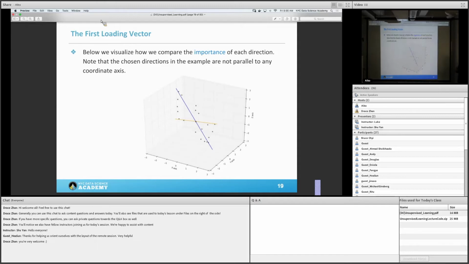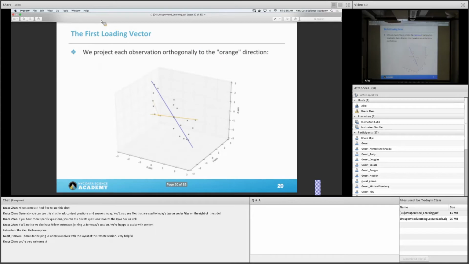So we want to visualize how we compare the importance of each direction. By importance, we mean the more widespread the better. Which direction will make the data set more widespread if you project to that direction? Notice these two directions are not parallel to the coordinate axis, so at this moment they look random to us.